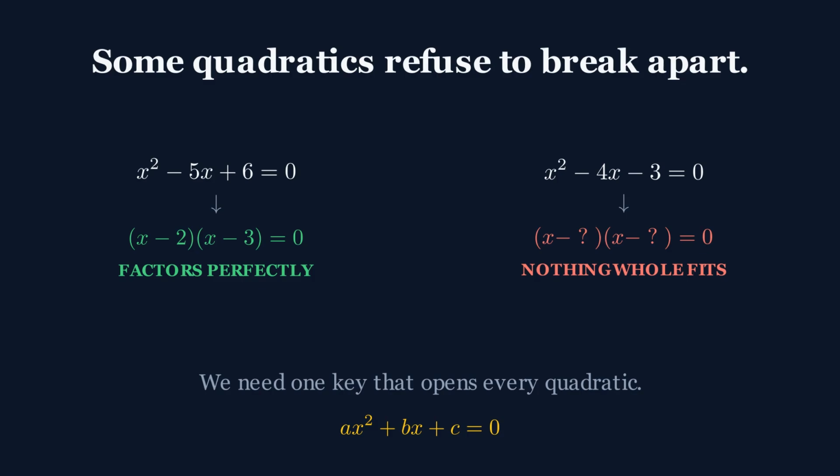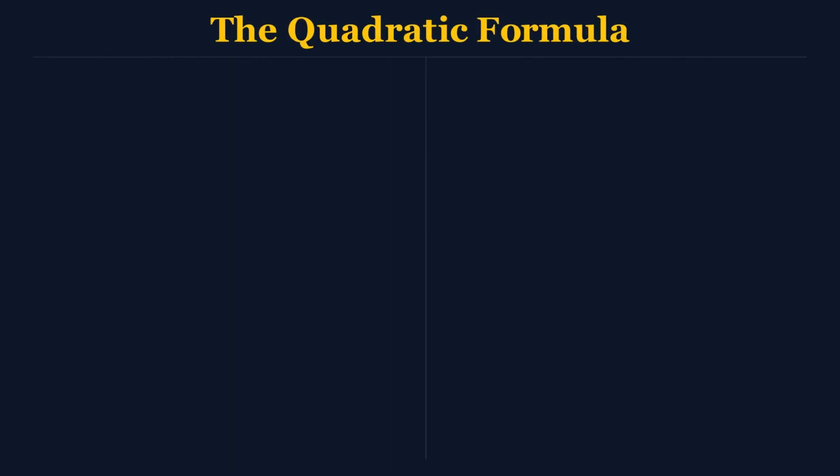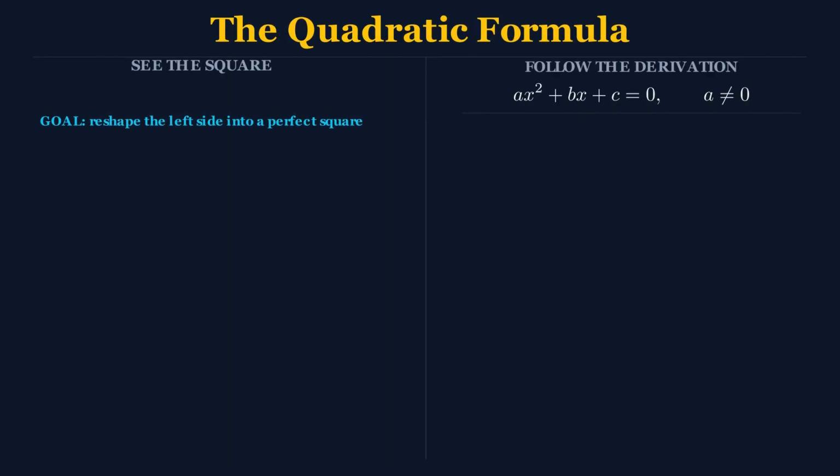them. So instead of guessing, let us build one master key, a single formula that unlocks every quadratic that will ever exist. Here is every quadratic equation written at once. A, B, and C can be any numbers, as long as A is not 0. Our goal is to get X completely alone, and the strategy is beautiful.